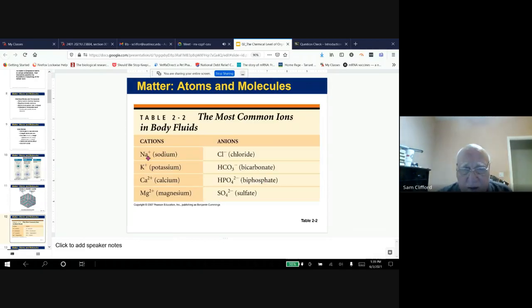Make sure you know the symbols for sodium and the names, make sure you know the common ions that are found in the body, in all organisms. COVID has these ions. Frogs have it. Grasshoppers have it. Goats have it. We all share these common ions, positive or negative.